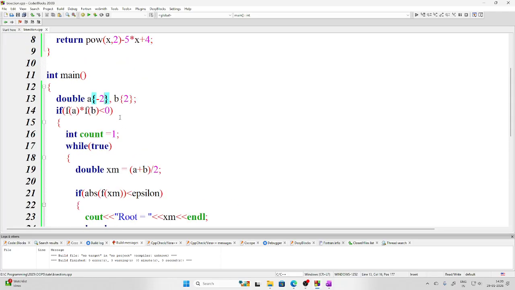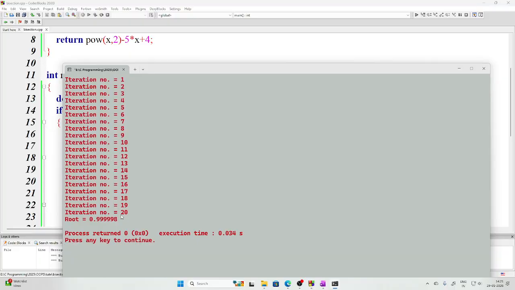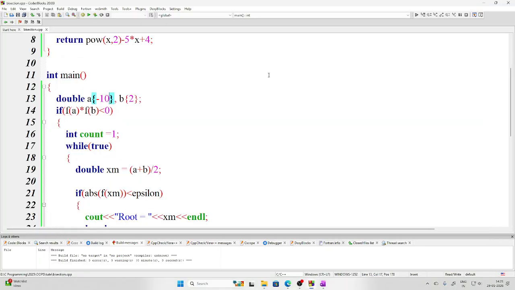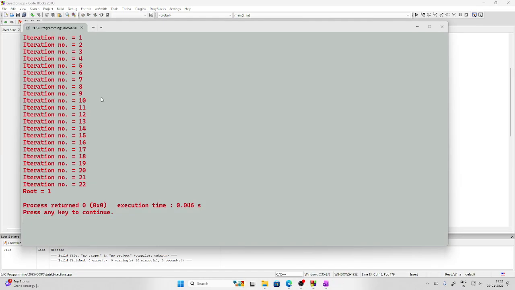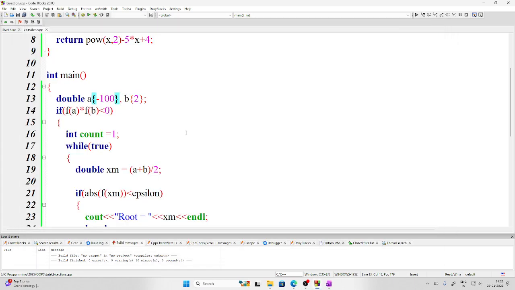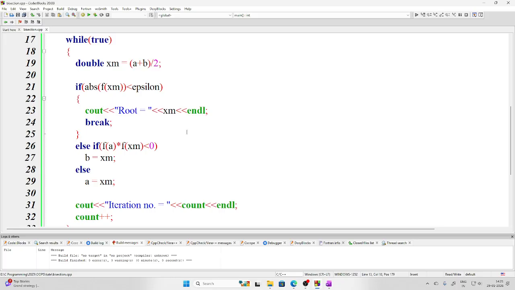Okay, so if I increase the bracket from -2 to, let's say, -10, then it has taken 20 iterations to arrive at this answer. So if I make it, let's say, 100, then 22 iterations this has taken to converge at that particular answer. Okay, so in this way this program works.